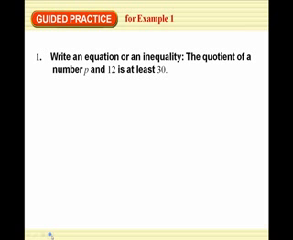Okay, so our guided practice for number 1, write an equation or an inequality. The quotient of a number p and 12 is at least 30. Quotient means to divide, and I always do, so p and 12, p divided by 12, is at least, greater than or equal to 30. And there's that word at least. If you look in the table on page 21, you will see that's greater than or equal to.